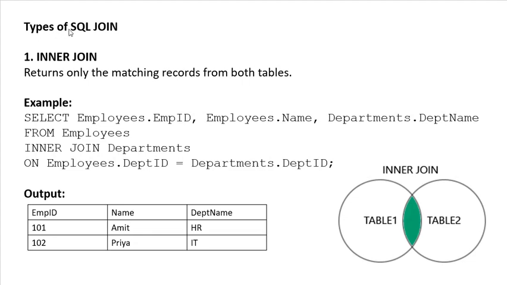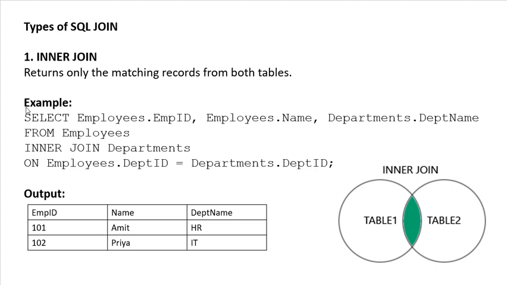Now the types of SQL joins. First is the inner join. An inner join returns only the matching records from both tables. In the image, where both tables have the same matching data, that is the green part, and that data is printed.